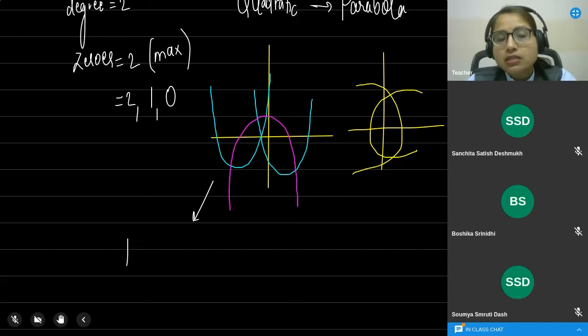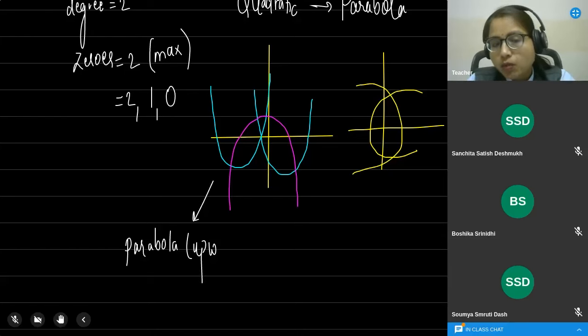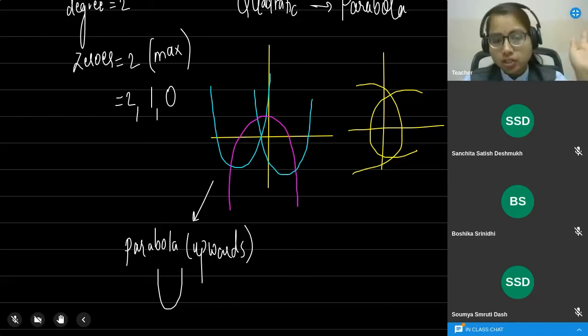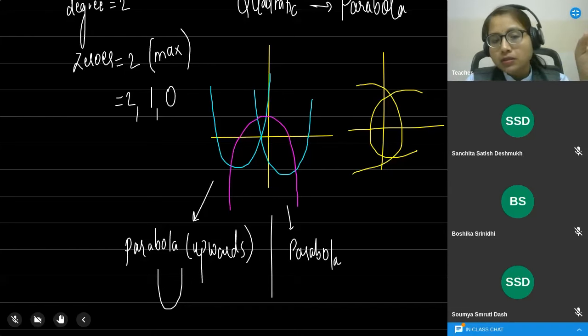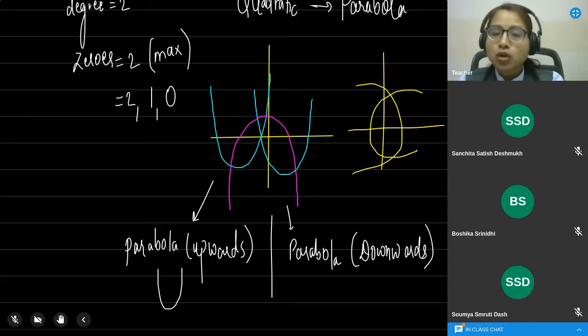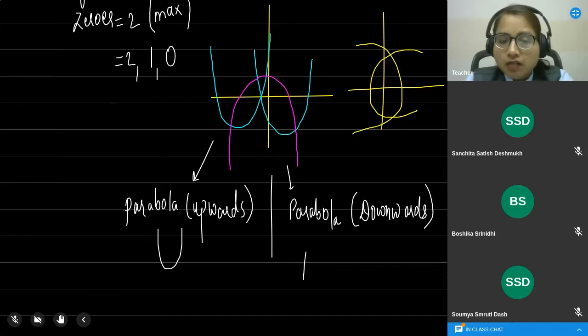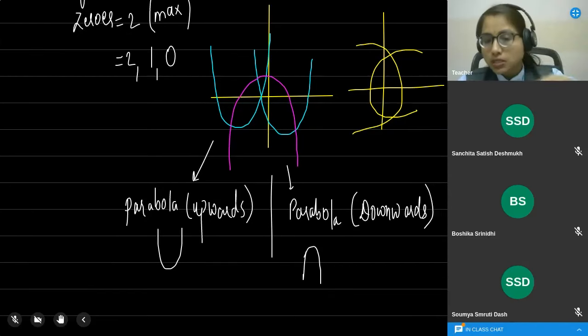So the case is that either the parabola will be upwards. What is the meaning of upwards? When the U-shaped graph opens in the upper direction, then it is open upwards. Second case, parabola open downwards. What is the meaning of the parabola open downwards? When the graph is like an inverted U, you can see the graph is opening towards the bottom side, or the downside. So that's why the parabola is downwards.